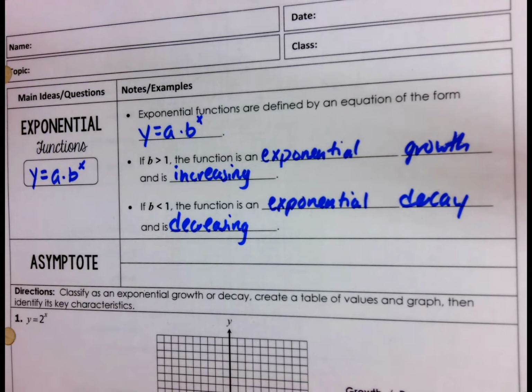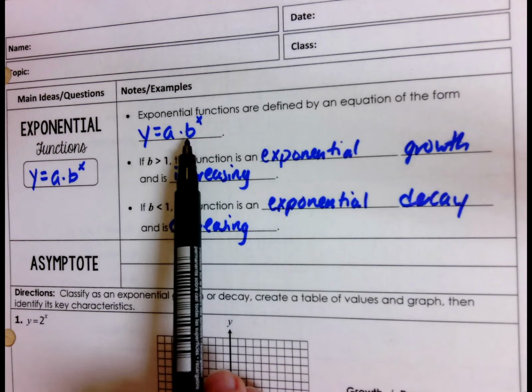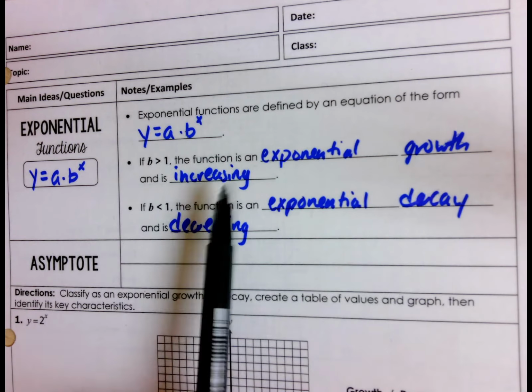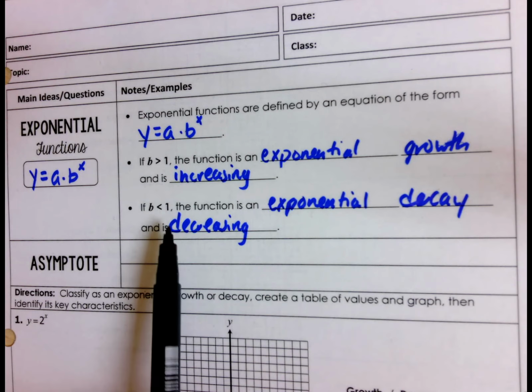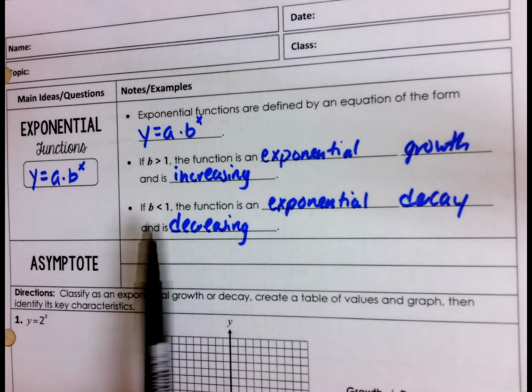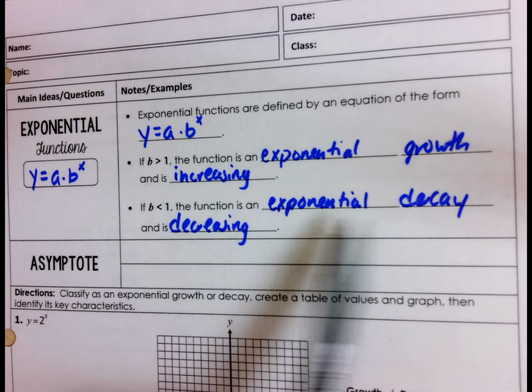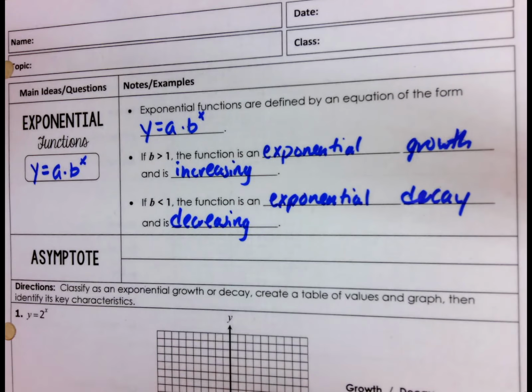Okay, so those are the two main things that we need to know about exponential functions in Algebra 1. You'll get more into these in Algebra 2, but for now we just need to keep in mind that if that value right here is greater than 1, then it's exponential growth, it's increasing. If it's less than 1, so a fraction like 1/2 or 3/4 or something along those lines, then the function is an exponential decay, and that means it's decreasing.